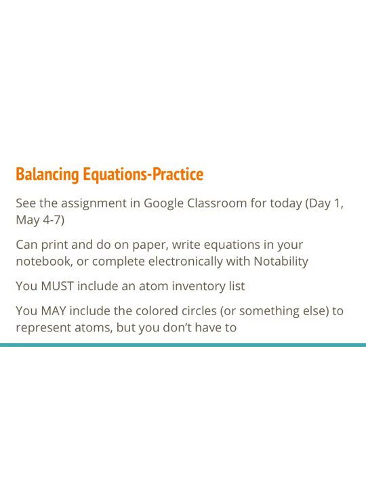If you want to include the colored circles or something else like I showed you to represent the atoms, you can. Sometimes people like to do that just because it's easier for them to visualize and they like to have that. You do not have to. You must, however, include the atom inventory list where you list out on the left side and the right side how many of each type of atom you have and show me your work that you did that. And I will always ask you to do that so that I know and I can see and follow what you did.